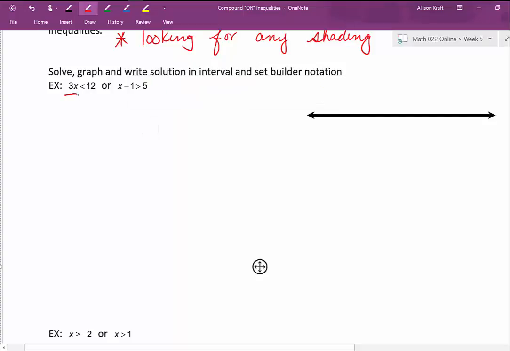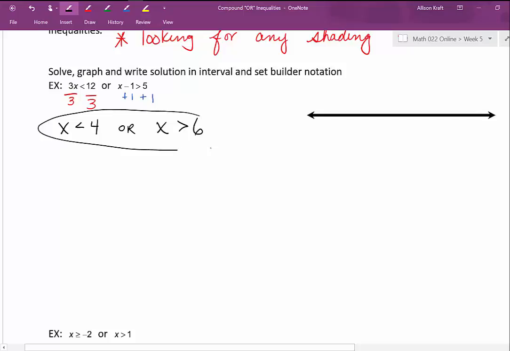The first one, we'll just divide both sides by 3, which gives me x is strictly less than 4. In our second inequality, we'll add 1 to both sides, which gives us x is strictly greater than 6. There's my solve. I want to graph each one of these inequalities on my number line. This first one we'll do in red. X is strictly less than 4.